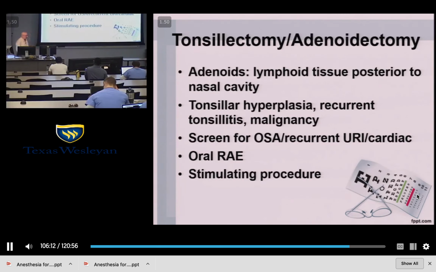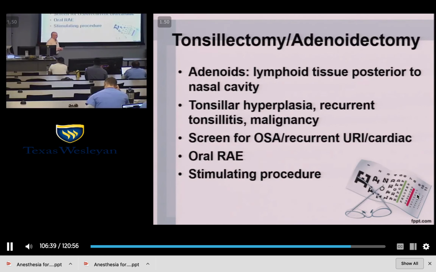It's very important, even in children, that these patients are screened for sleep apnea. They often have recurrent upper respiratory infections, and they may even have cardiac issues as well, because they have long-standing sleep apnea and finally get something done about it. Typically, they need an oral RAE tube, but there's some literature out there and some folks who say to put LMAs in for this. And I'm like, nope, not me, not about to.